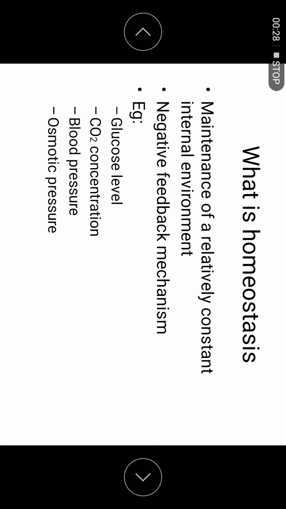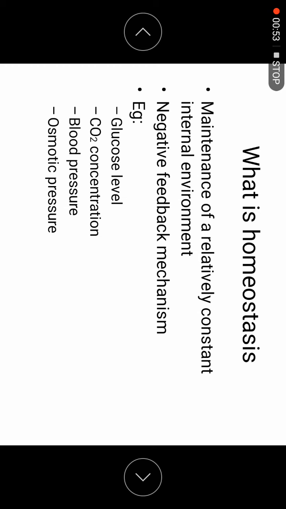So what is homeostasis? If you remember, we have learned this in Form 4. Homeostasis means to maintain a relatively constant internal environment. So this is the keyword: relatively constant. The internal environment means the one inside your body. We have seen this and explained this.